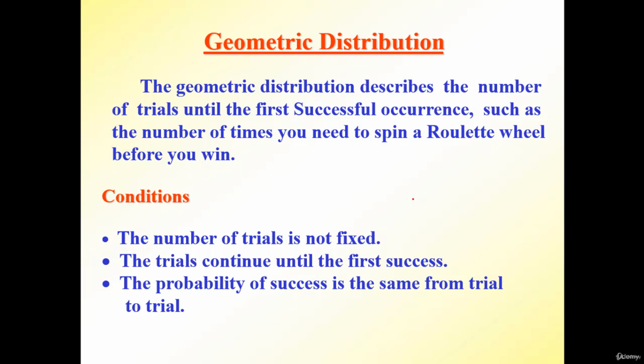distribution can also be used. Geometric distribution describes the number of trials until the first successful occurrence, such as the number of times you need to spin a roulette wheel before you win. So how many times you need to spin the roulette until you succeed. The number of trials is not fixed. You have a large number of trials that need to be done. The trials continue until the first success.